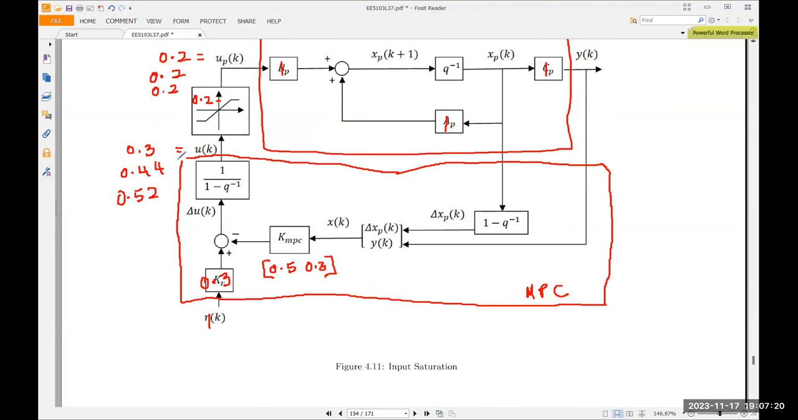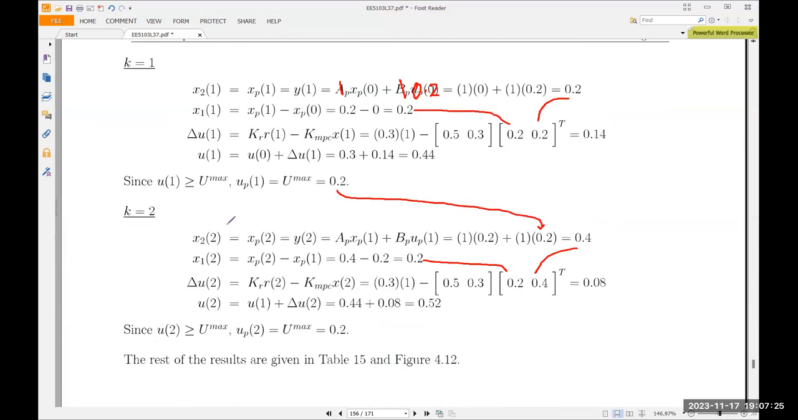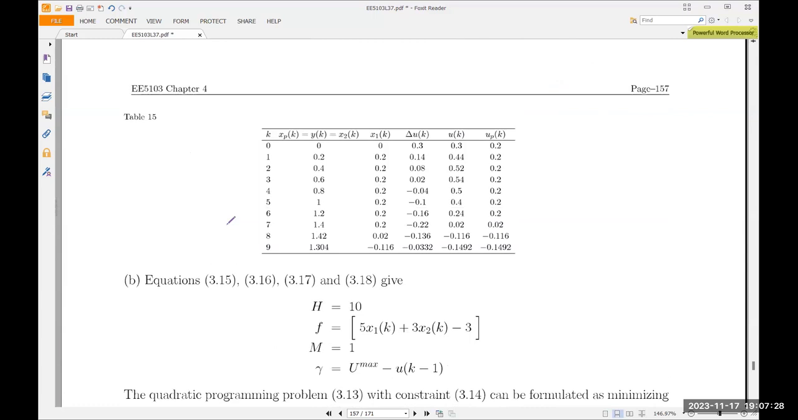So this is what will happen. Now you see, since it's repeated, I will not go through the detailed calculation. You see from here to here, XP is always stuck at 0.2. Your U that was calculated is more than 0.2. You see for this range, my U is greater than my UP, which is equal to 0.2.